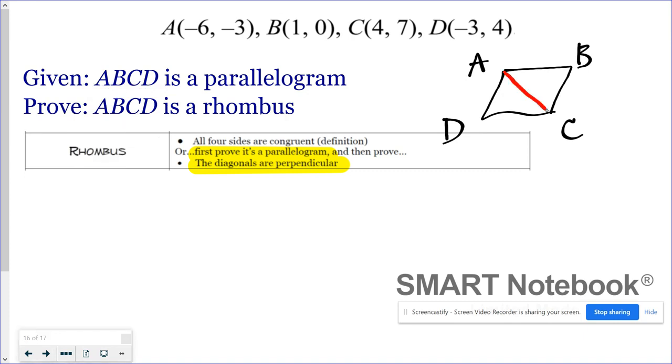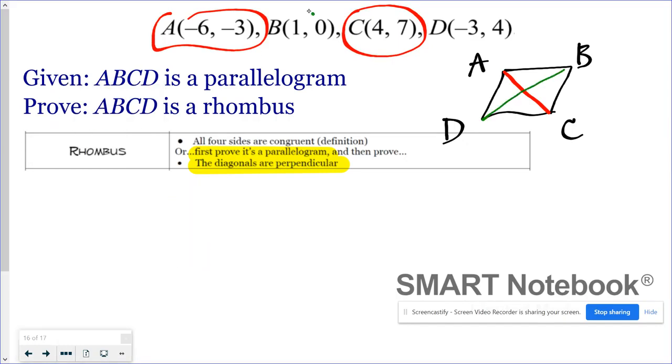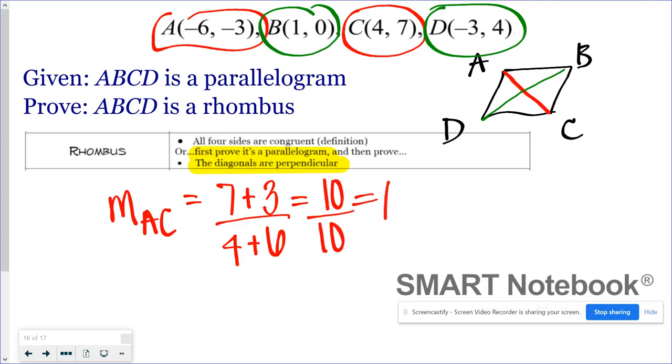So I want to prove that diagonal AC is perpendicular to BD. And I can do that using slopes. So I'm going to use my slope formula, and I'm going to find the slope of AC. So y2 minus y1 over x2 minus x1. So the slope of AC is 1.